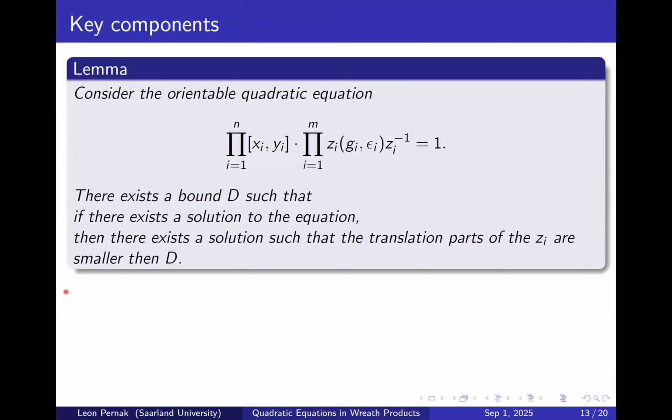Okay, why is this a decidable problem? Well, there's two components needed. The first is this lemma, which says whenever this equation has a solution, then actually it has a small solution in terms of these delta on the first slide, so more specifically the translation parts of the z_i. The lemma states whenever this equation has any solution, there does exist a solution, which might be a different one from what you started with, but there is one which has small deltas in the z_i component.